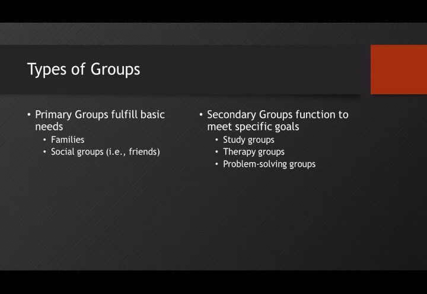So there's two different types of groups that are important for you to know. The first is a primary group, which basically just fulfills any type of basic need. So if you think about the people that foster the most strong relationships that you have, you can think of them as part of your primary group. So families are one of the most important primary groups that most people have, in the sense that they're long-lasting.